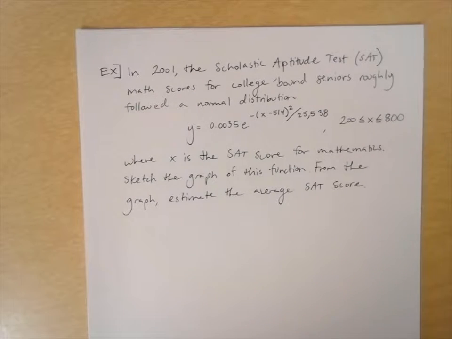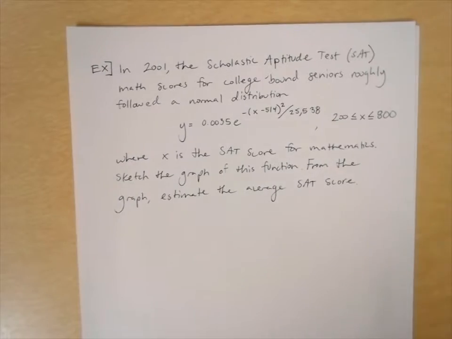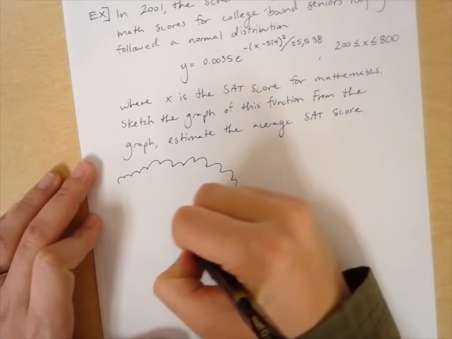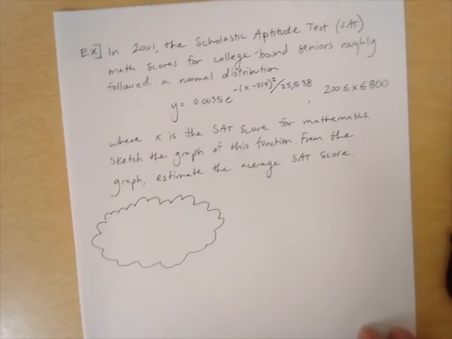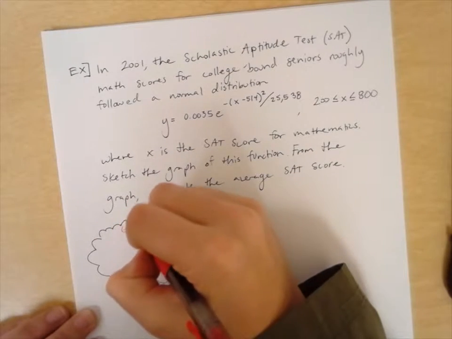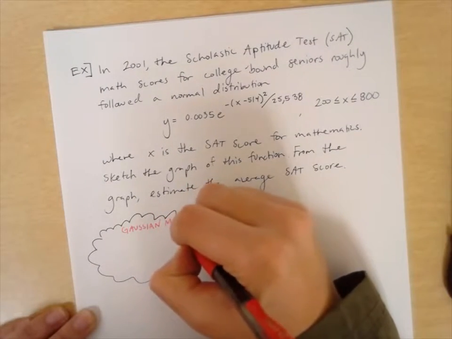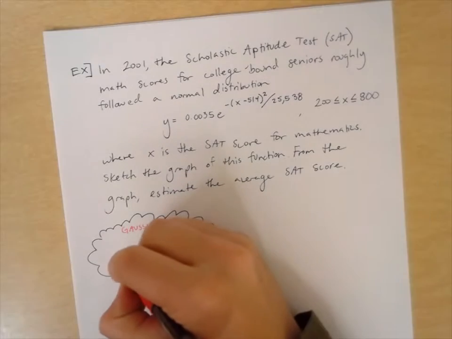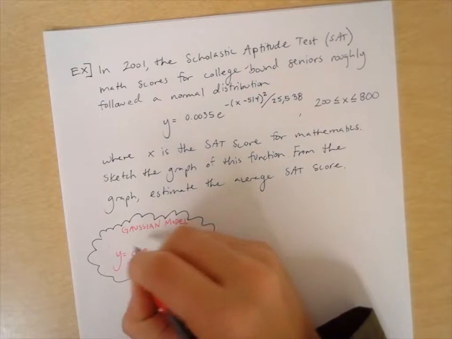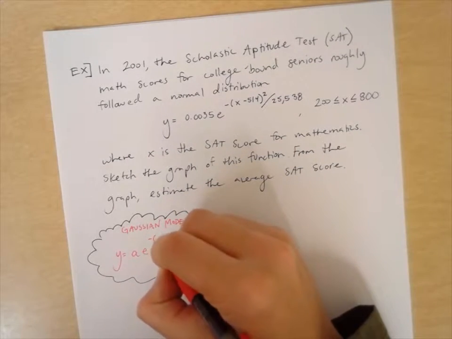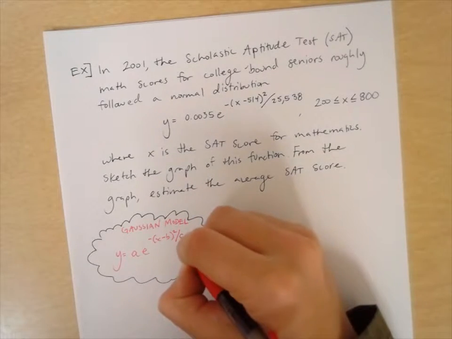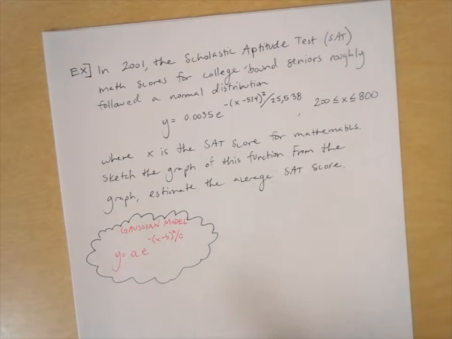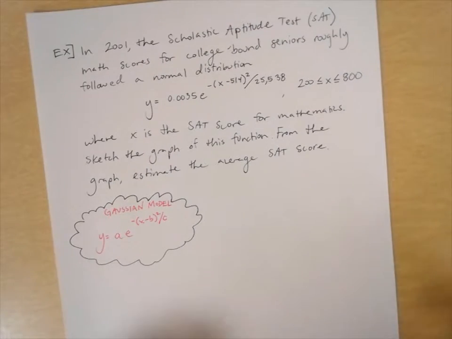One more thing I should add in here that I didn't do earlier before we get started with this problem, just a little side note. The reason that we're using the Gaussian model here is because this is what the classic Gaussian model looks like, and I should have said that earlier, and I'm sorry. y equals a times e to the negative quantity x minus b squared, all over c. And that is the Gaussian model.